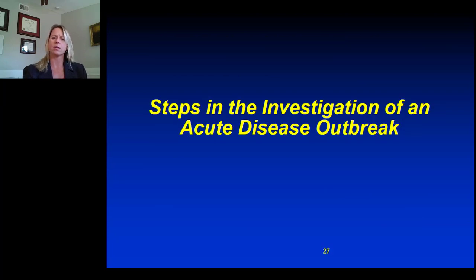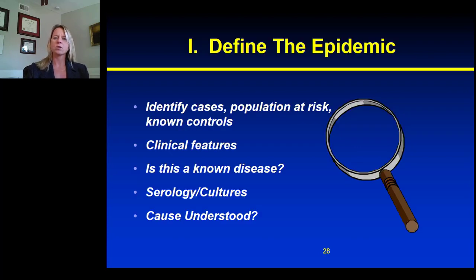So now I want to talk about the various steps in the investigation of an acute disease outbreak. So the first is to define the epidemic. Here we want to identify the cases involved, the overall population at risk, and if possible, any known control.